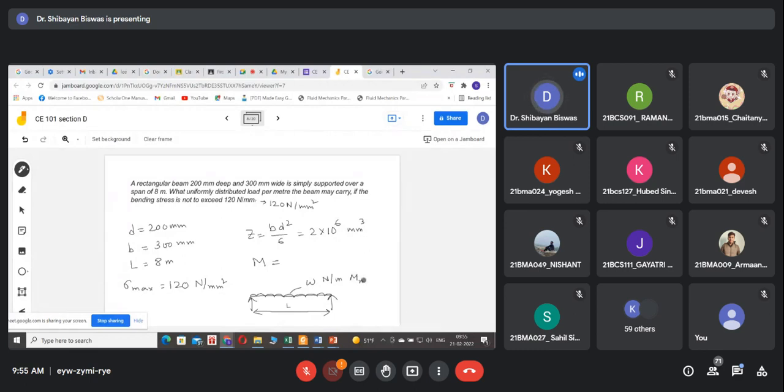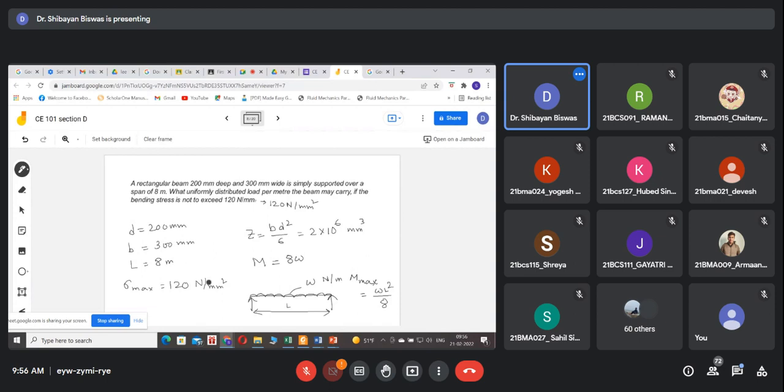What is the maximum bending moment? WL square by 8. Yes, that's what I was asking. So WL square by 8 is the expression of the maximum bending moment. We have already done it. For a simply supported beam with uniformly distributed load W, it is WL square by 8. Now, do we know this L? Yes, that is 8. So 8 square by 8, basically 8W. So this M max is 8W.